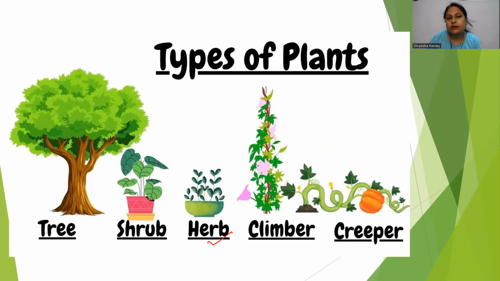Then there are shrubs. Shrubs are a little bit taller than the herbs. They are of medium height, and bushy. The branches develop from the base of the stem. From the base, the branches are developed. Shrubs are also woody. They are not green, they are woody also.